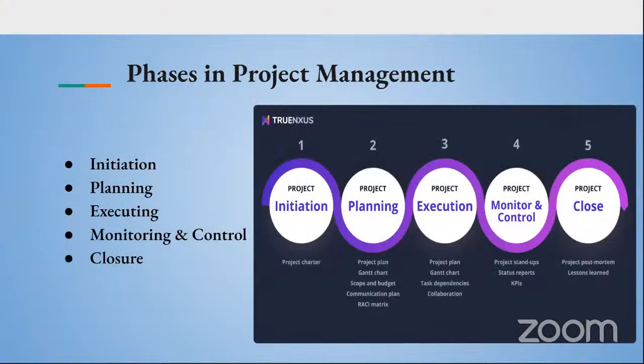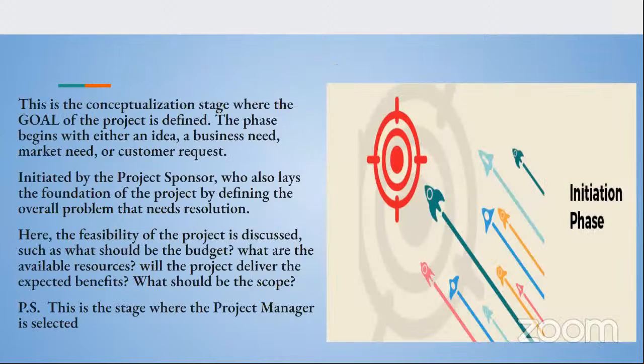Now let's delve into the brass tacks of the phases of project management. We have 5 phases, like it was initially established: initiation, planning, executing, monitoring and control, and closure. The first phase is the initiation phase. This is where the project sponsor lays the foundation of the project. They define the overall objective and goal, or what the project needs to tackle and achieve. Here they suggest budgets, available resources, expected benefits, and the overall scope of the project.